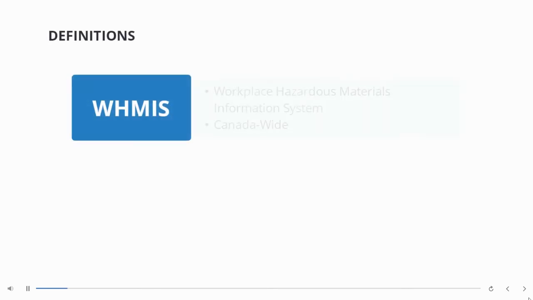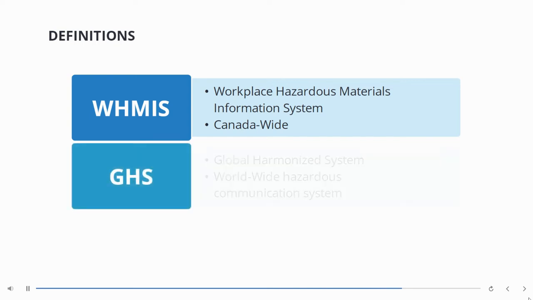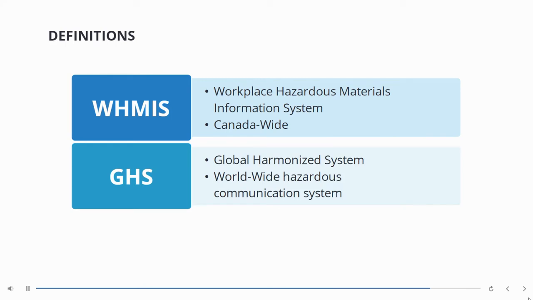WHMIS stands for Workplace Hazardous Materials Information System. WHMIS first became law in 1988. It is a comprehensive system designed to provide health and safety information on hazardous products used in Canadian workplaces. It is a Canada-wide system designed to give employers and workers information about hazardous materials in the workplace. GHS is the Global Harmonized System, which is a worldwide hazardous communication system.